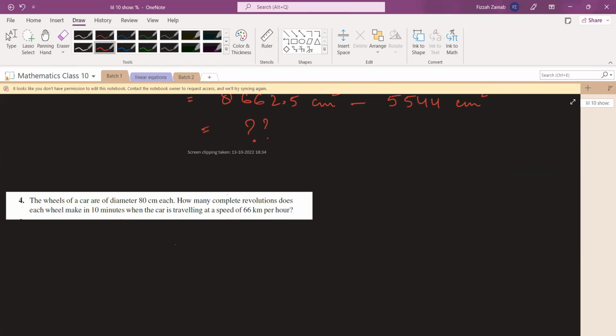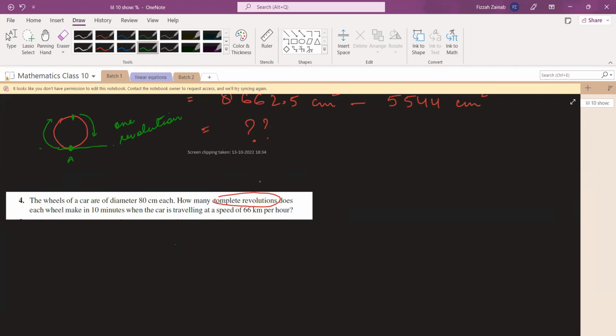See, you have to find how many complete revolutions. Revolution means, for example, this is a wheel, right? So you mark a point on it. Let's say this is the point, and this is the ground, or you say that the point is here on the ground A. So when the wheel goes like this, this point goes like this, and when it comes back to this original position, then we say one revolution is completed. Understand? That means one complete round of the wheel.